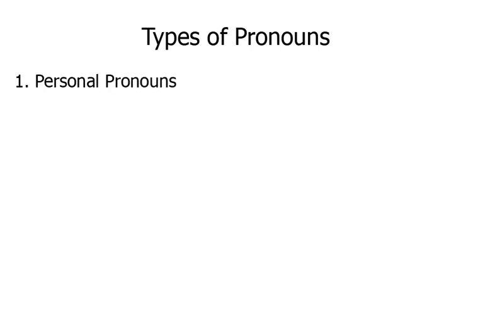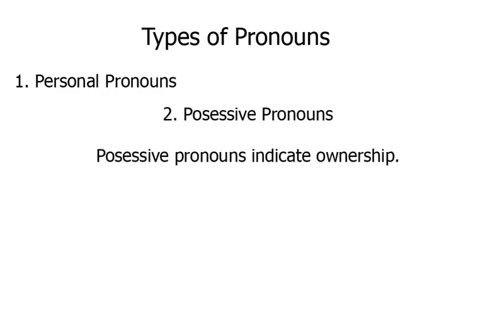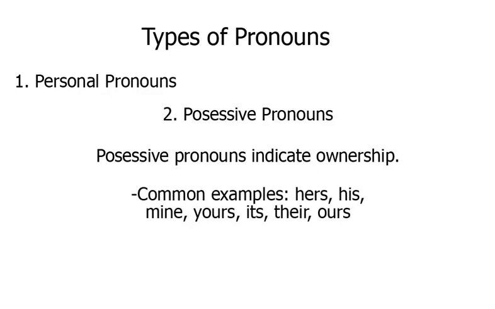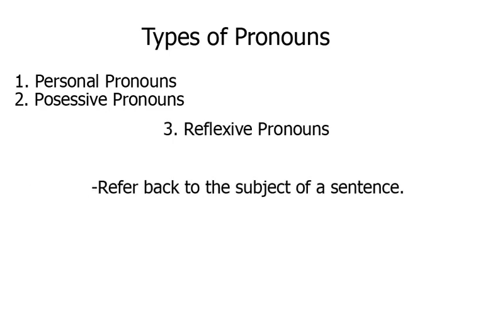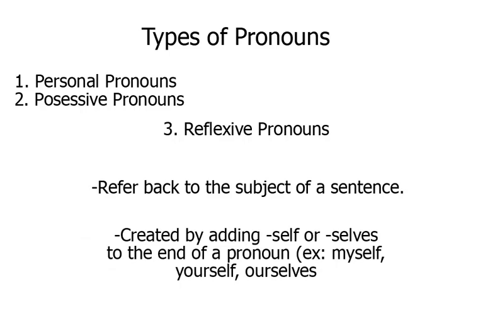Apart from the personal pronouns, there are 6 other types of pronouns. First, there are the possessive pronouns, which indicate ownership. Common possessive pronouns are hers, his, mine, yours, its, their, and ours. Next, there are the reflexive pronouns, which refer back to the subject of the sentence. These are formed by adding the suffix self or selves to a word. Like, for example, myself, yourself, ourselves, and so on.